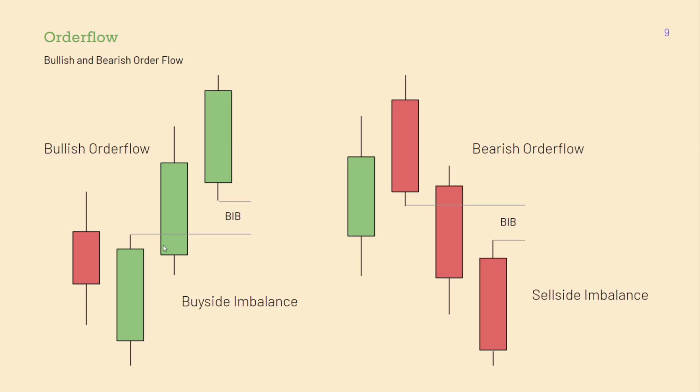Now when we are looking to take a trade in a green candle, we will be going long, whereas if we have this bearish order flow where price is going down, we have an imbalance to the sell side of the curve, and we will be looking to short in this BIB.